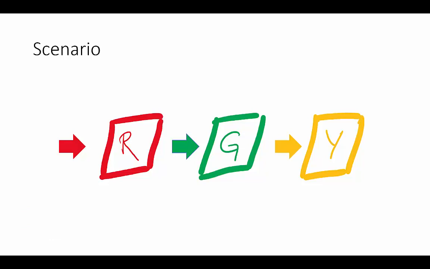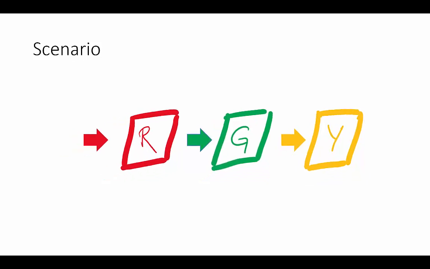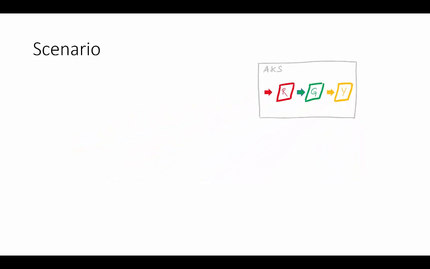As an example, let's take a scenario where you have three microservices talking to each other. A red one calling a green one calling a yellow one. As we're talking of Kubernetes, all of these services are actually running inside of AKS in containers or pods. And of course, all of that is running in the Azure cloud.